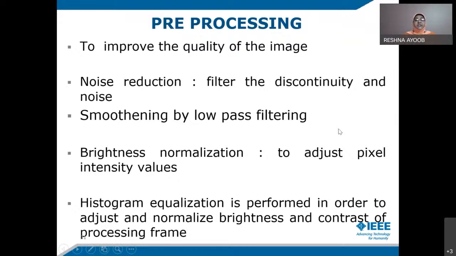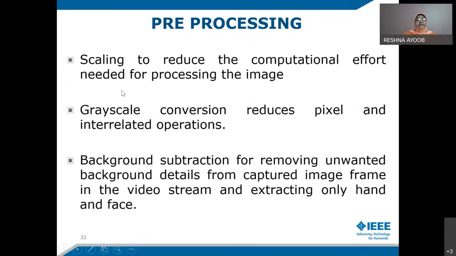So first, after acquiring the image, pre-processing techniques are done to improve the quality of the image. Usually filtering is done to remove the noise and smoothen, to improve the brightness. Histogram equalization is done to normalize the brightness and contrast. Scaling is done to reduce the computational effort needed for processing the image. And the image is converted to grayscale or to black and white to reduce the pixels and related operations. And background subtraction is used for removing the unwanted background details while capturing the images.